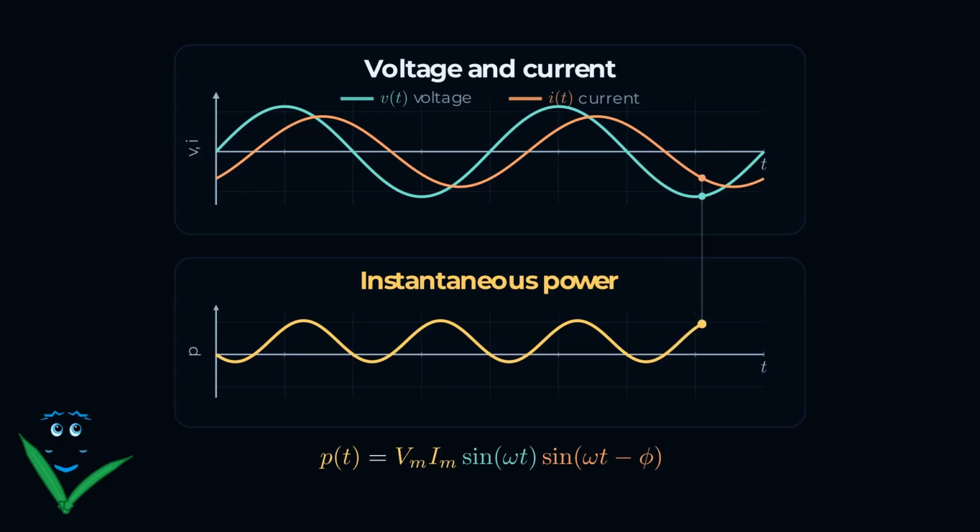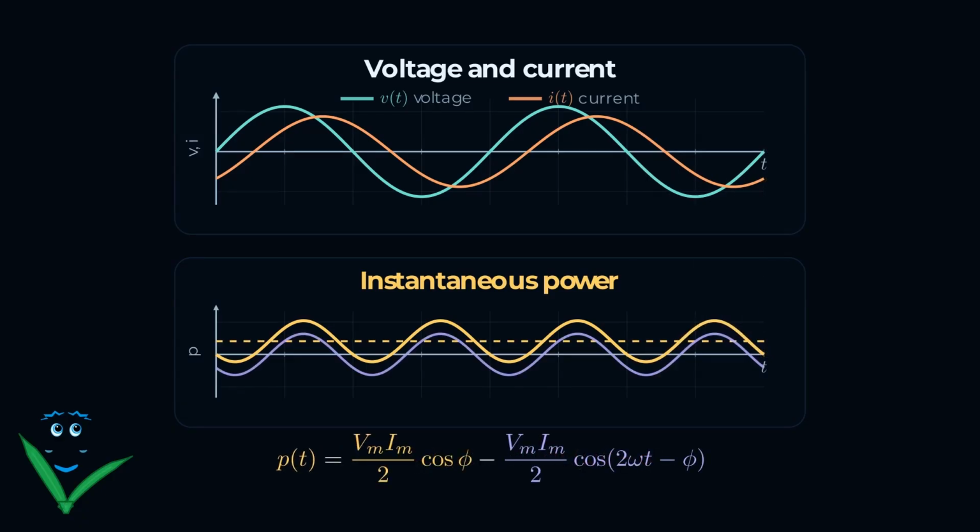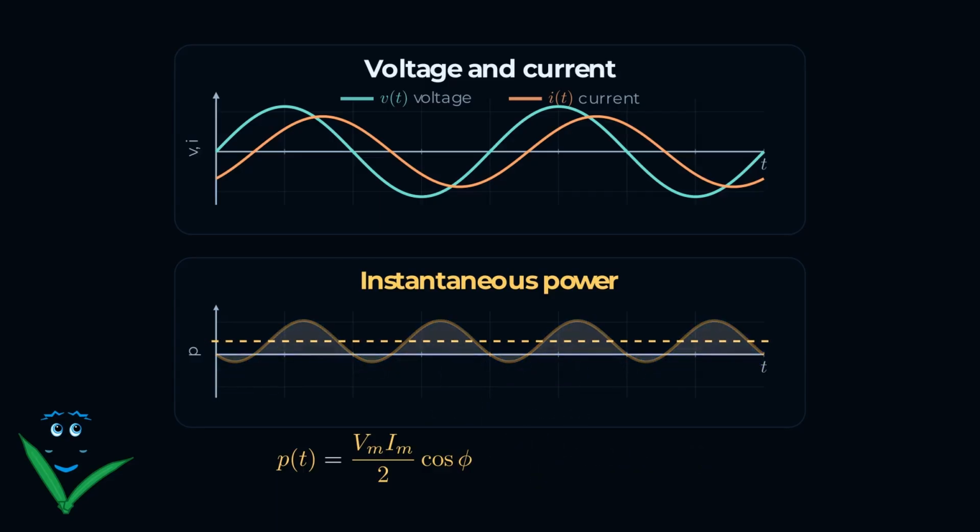The result can be separated into a constant part and an oscillating part. The oscillating part varies at twice the original frequency and has an average value of 0 over a complete cycle. The remaining constant part gives the average power. Using peak values, it is equal to Vm × Im / 2 × cos φ.